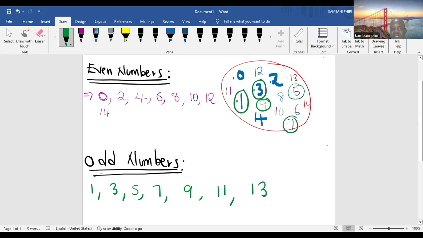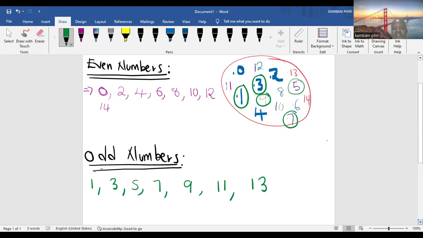So these numbers that can be divided by 2 exactly are called even numbers, whereas these that cannot be divided by 2 exactly are referred to as odd numbers. That's it. That's the difference.